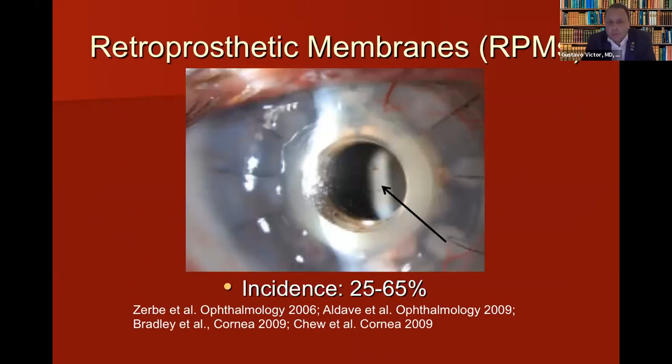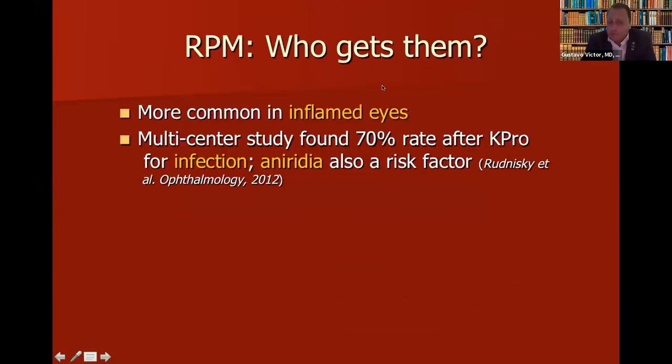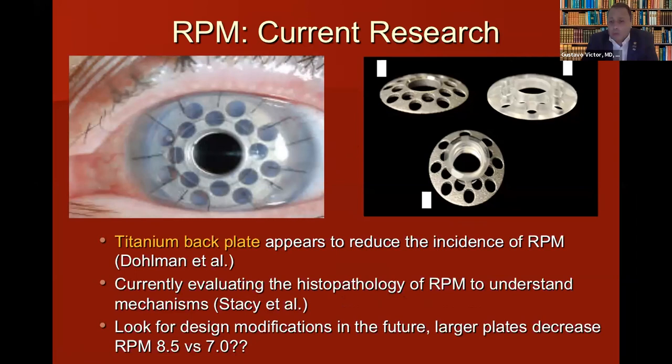So retroprosthetic membrane is a problem, and the incidence is higher. You can see below here it's 25 to 65%. The patient has a drop in visual acuity, and it's very much more common in inflamed eyes, and most center studies find 70% in chemical injury and aniridia patients. So these are the factors, also in very inflamed eyes. Titanium plates appear to reduce the incidence of retroprosthetic membrane. We can see this in the next slide.